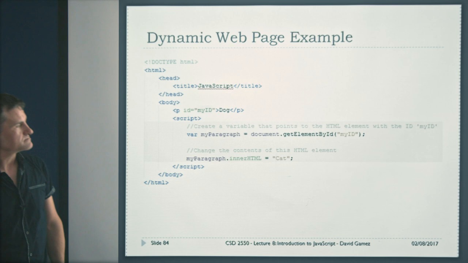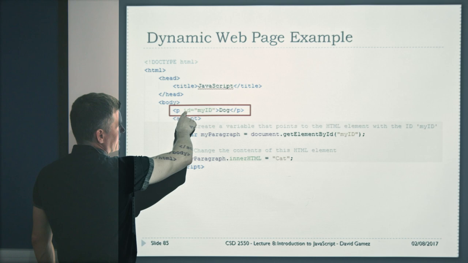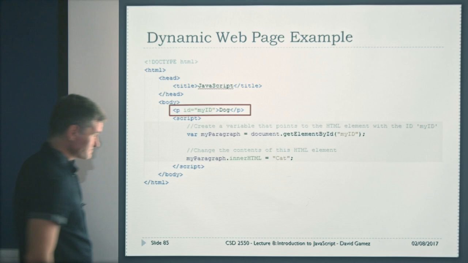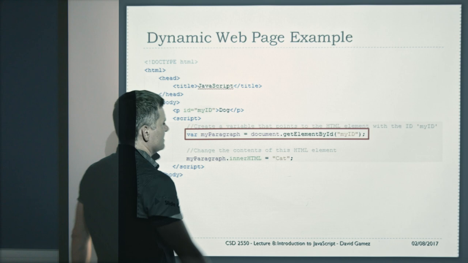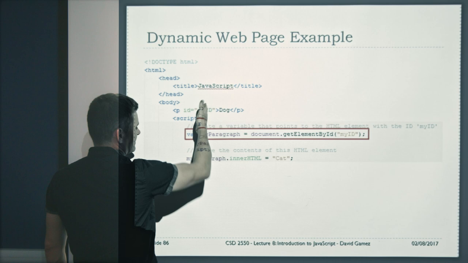Standard page with a bit of JavaScript here. We've covered IDs a lot, right? We get a paragraph. It's got the ID attribute set to myID. And the current text in that paragraph is dog. Then I do var myParagraph equals document.getElementById myID. So this myID is the ID of this paragraph, and this returns a reference to this piece of HTML. So now my variable is kind of pointing to that piece of HTML.